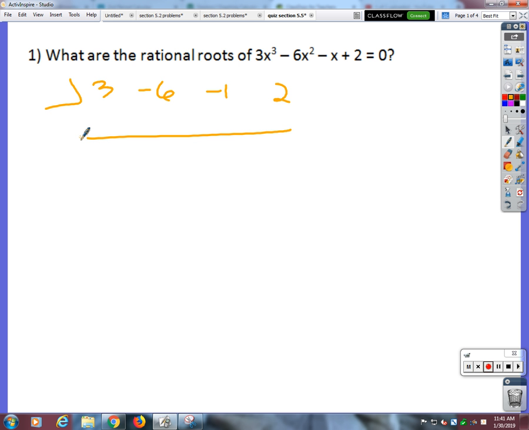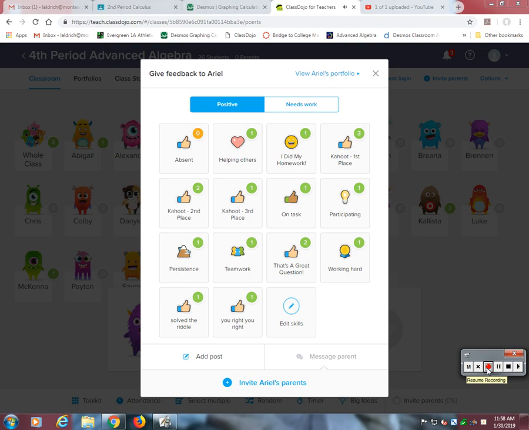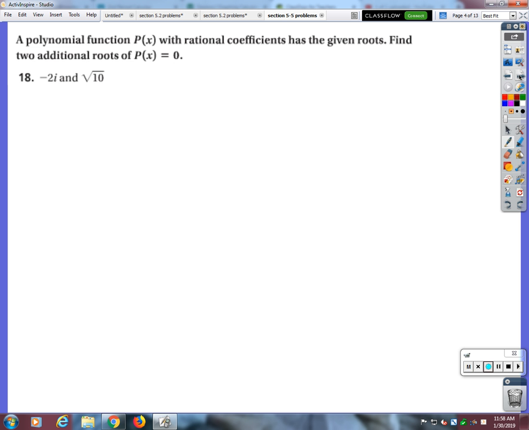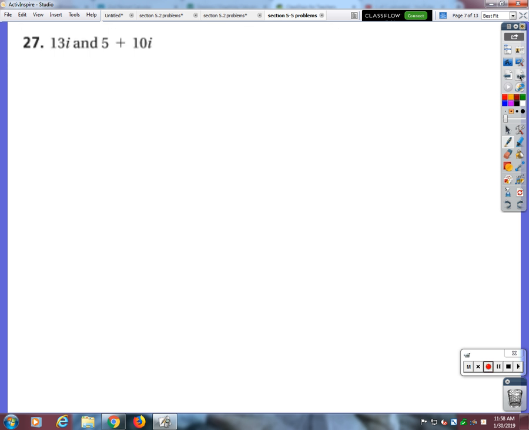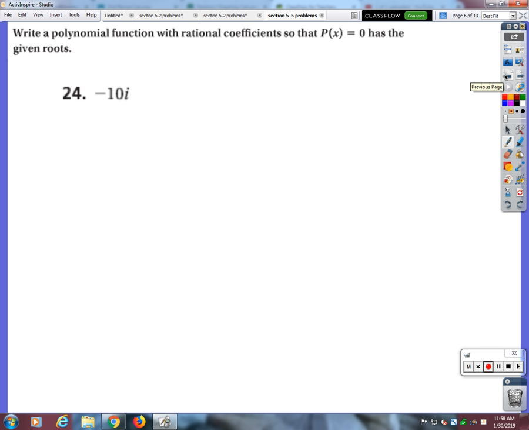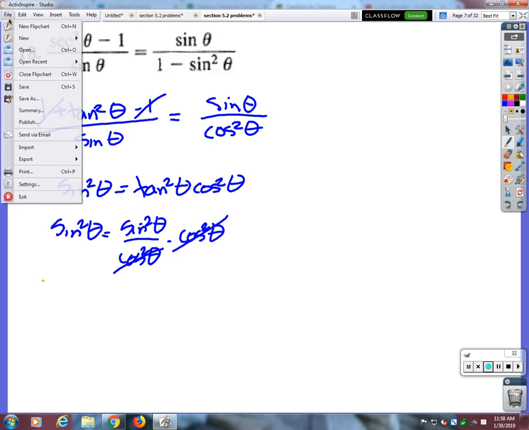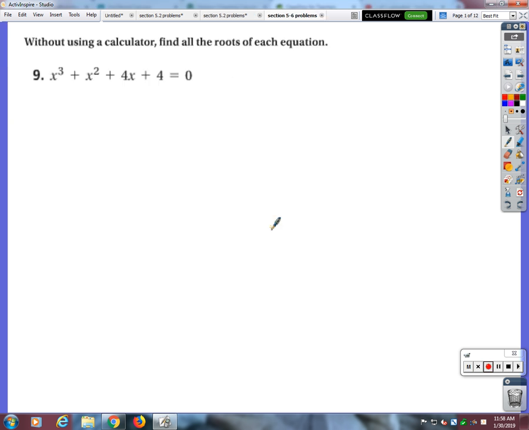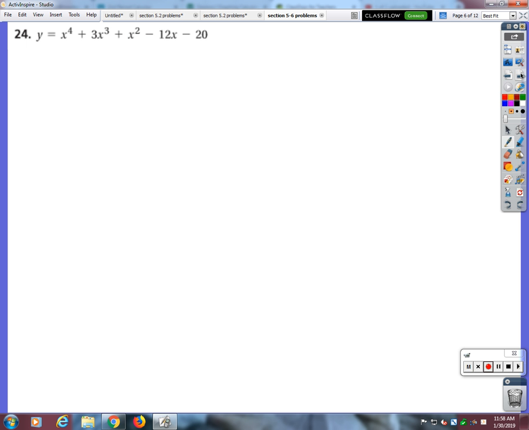Do you have any questions from last night's assignment? 27? Okay, 27. Is this the wrong one? Is this the section before? Are we in 5.6? Okay, this one is what we're looking for.